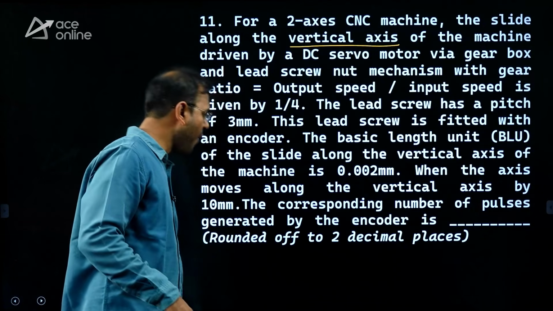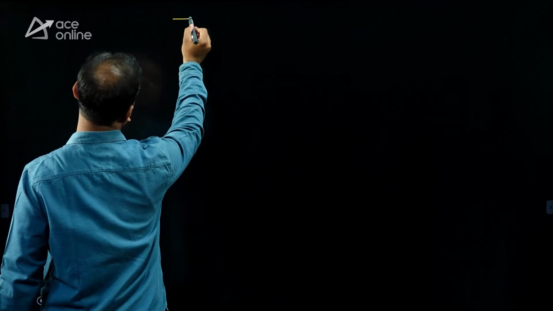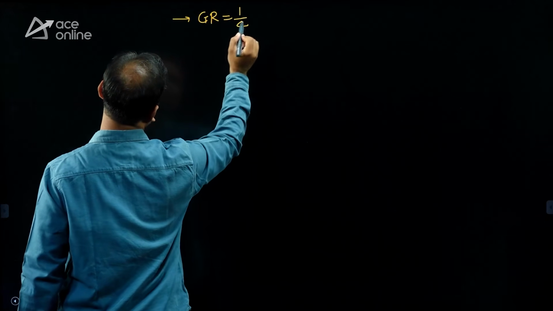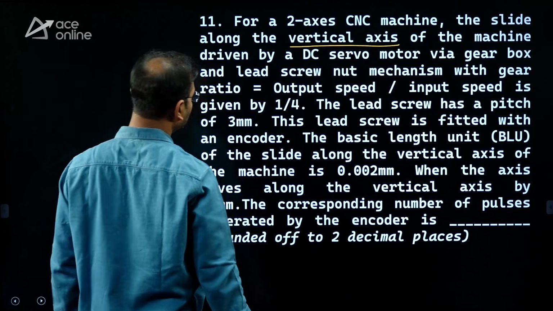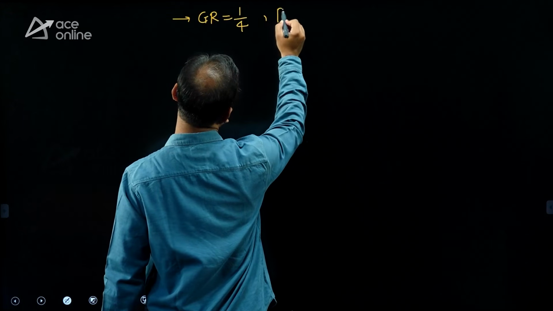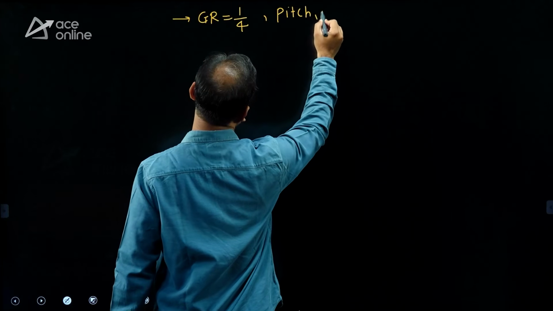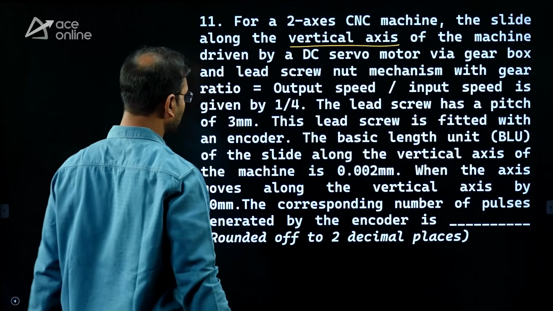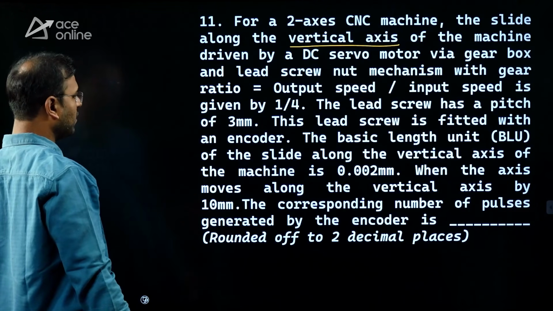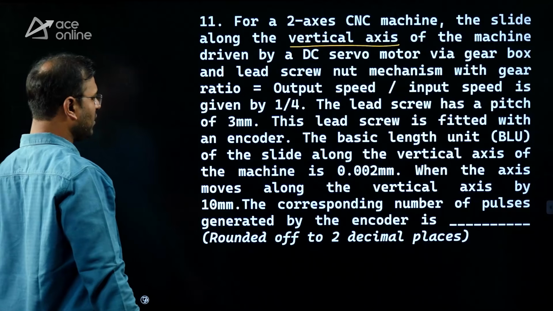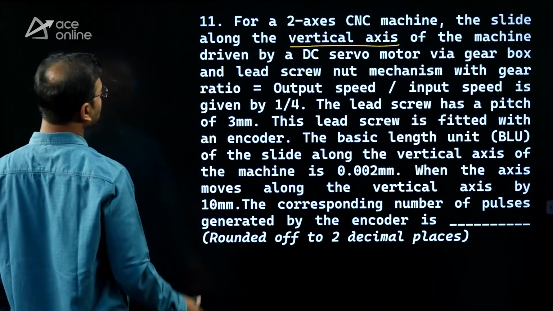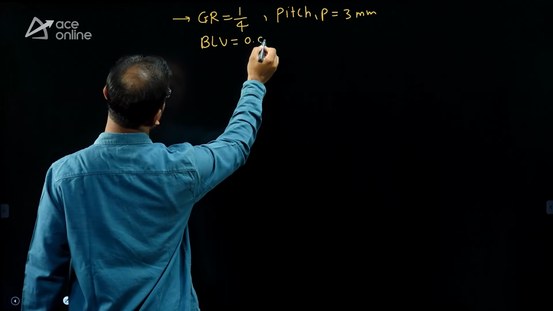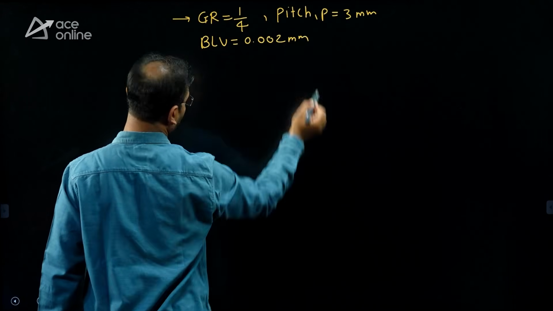Here the gear ratio is given as 1/4. I don't know whether the gear ratio is required or not, but it is given, so write down the gear ratio 1/4. The lead screw has a pitch of 3 mm. Here you can see that the pitch P is equal to 3 mm. The lead screw is fitted with the encoder. The basic length unit of the slide along the vertical axis of the machine is 0.002 millimeter.